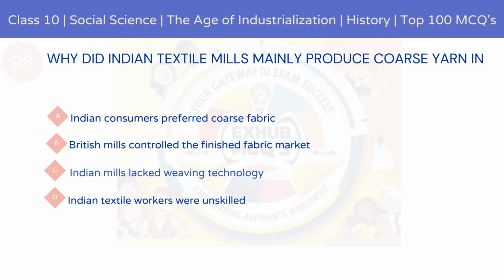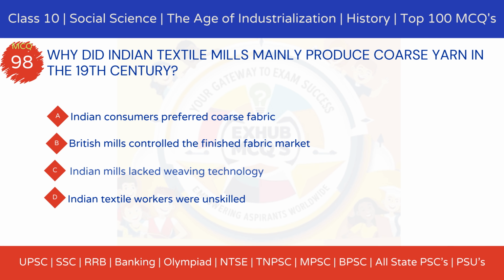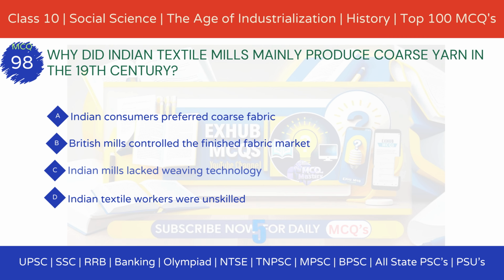MCQ 98. Why did Indian textile mills mainly produce coarse yarn in the 19th century? Option A. Indian consumers preferred coarse fabric. Option B. British mills controlled the finished fabric market. Option C. Indian mills lacked weaving technology. Option D. Indian textile workers were unskilled.